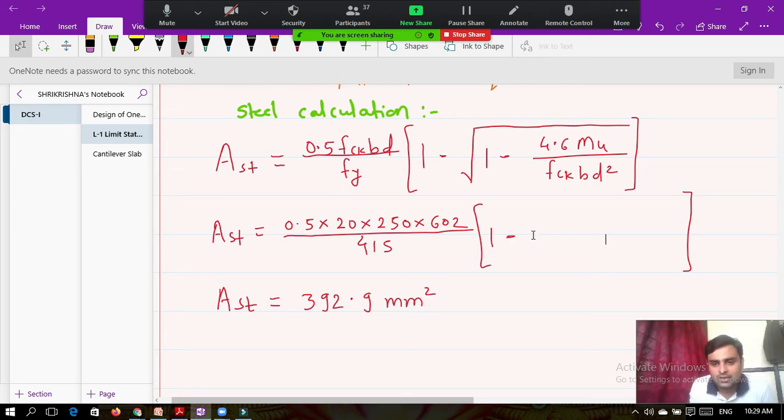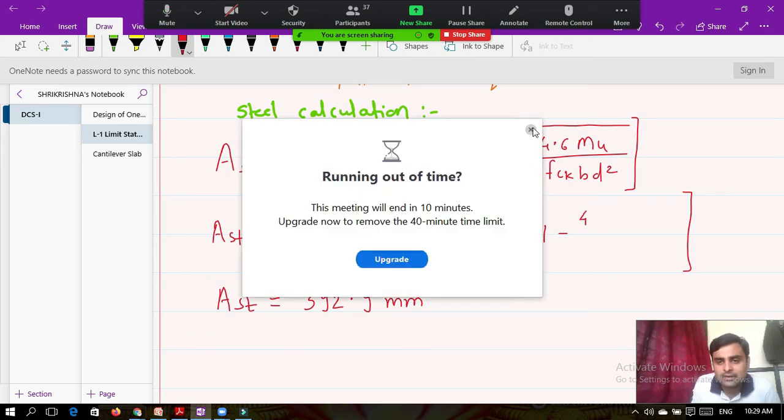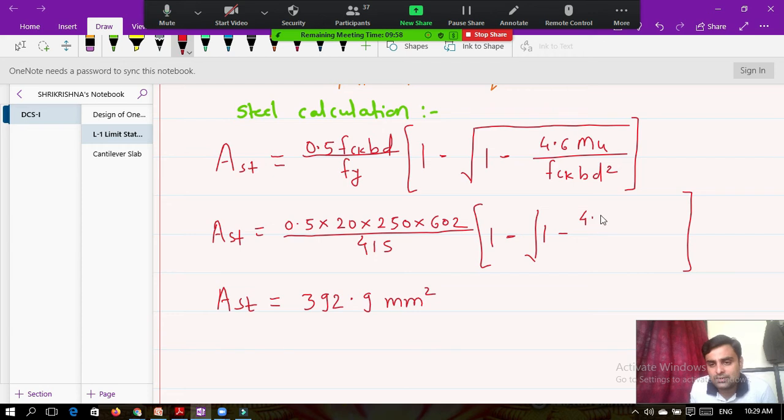0.45. Here 1, 52 is 0.19, then under root, here 1 minus was left to be written. Good point, Rohit. So 1 minus, sir, correct. Okay, so 1 minus mu.